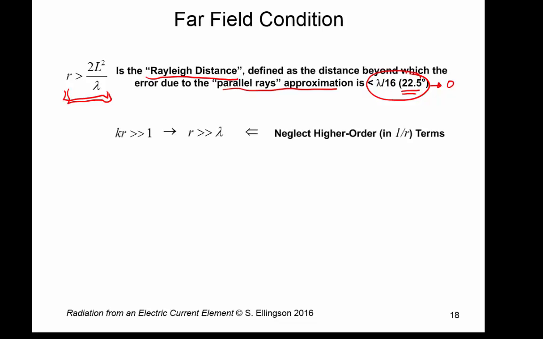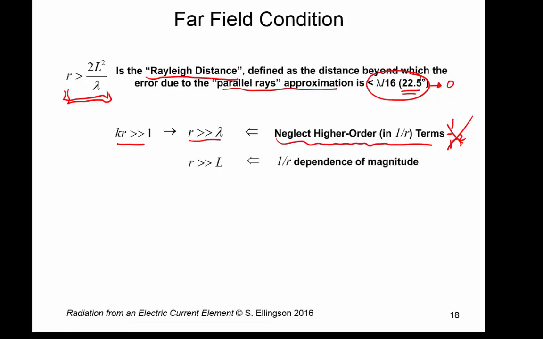So now if we summarize here, let's think about everything we've done. First of all, we said that Kr is much greater than 1. The product of the wave number and the distance between the origin and the field point is much greater than 1. Now, this is another way of saying R is much greater than a wavelength, as I pointed out previously. And this allowed us to neglect higher order terms in terms of 1 over R. In other words, we got rid of a 1 over R squared term, and that simplified the answer.